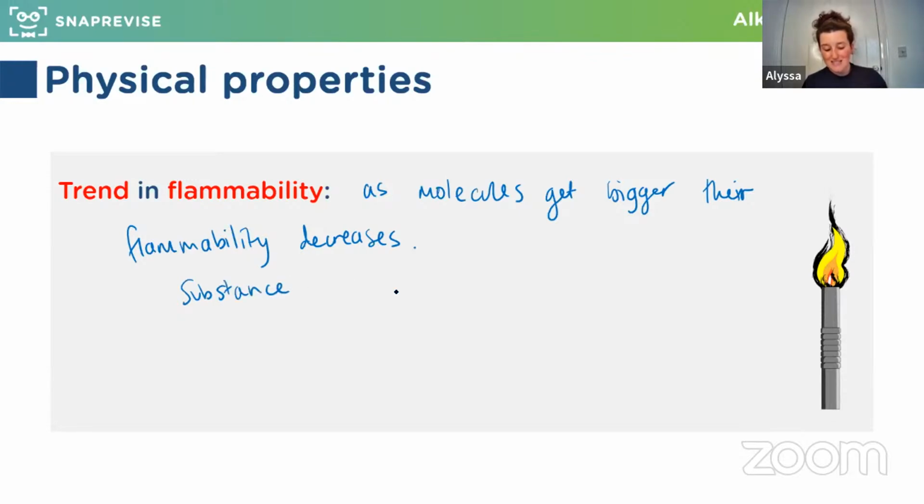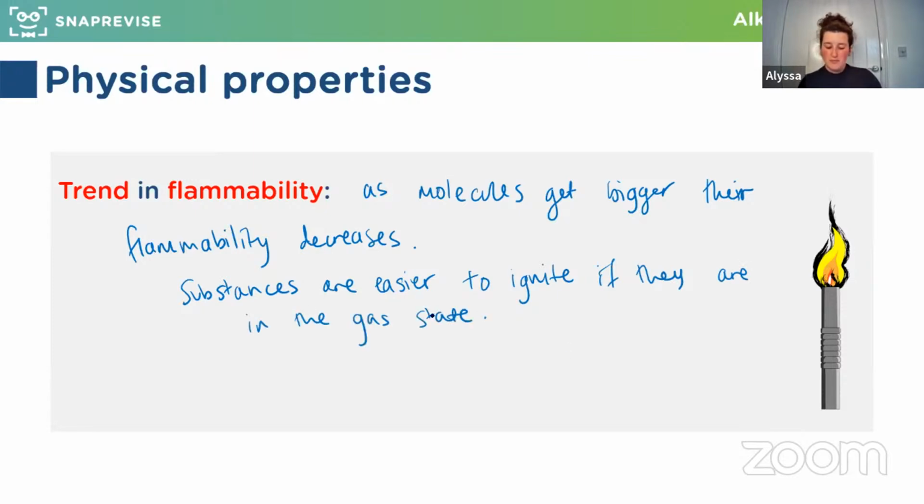Substances are easier to ignite, as in easier to set on fire, if they are in the gas state. And as we saw on a previous page, their boiling points increase as they get bigger, so you're less likely to find them in the gas state. So similar thing, as molecules get bigger, their flammability decreases. They're easier to set fire to when they're in the gas state, but as your molecules get bigger, they're less likely to be in the gas state, so they're going to be harder for us to set fire to.